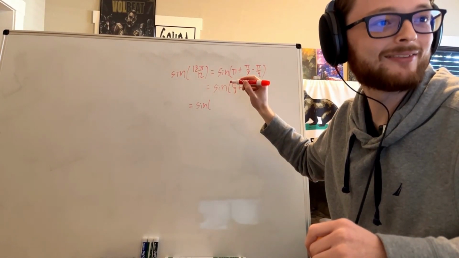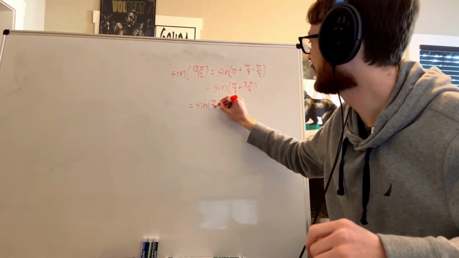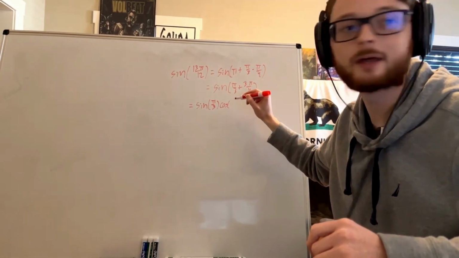Okay, so the identity is sine theta, which we'll take as pi over 3. So good shout on that, Too Risky. Thank you for that. Times cosine.